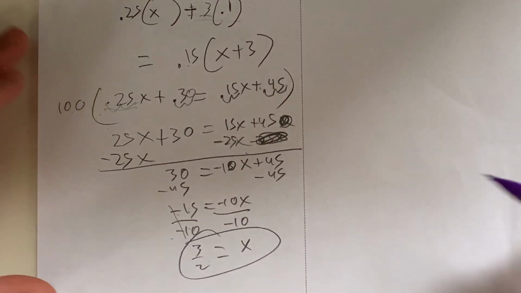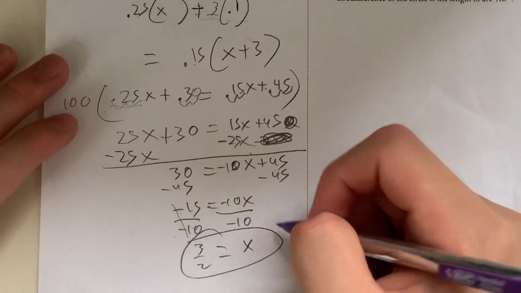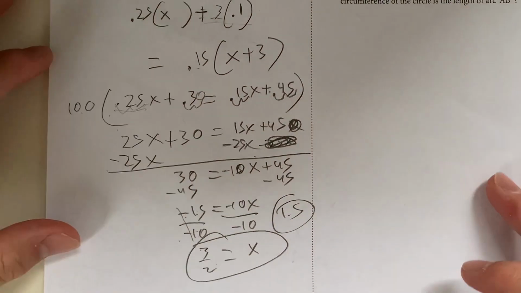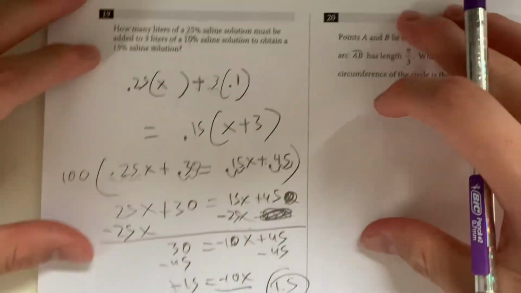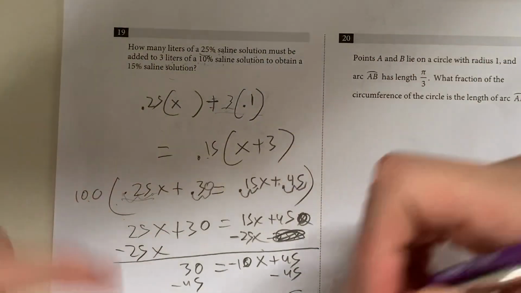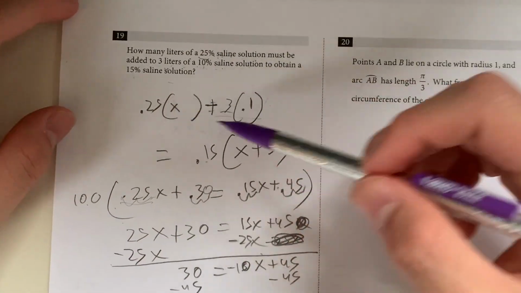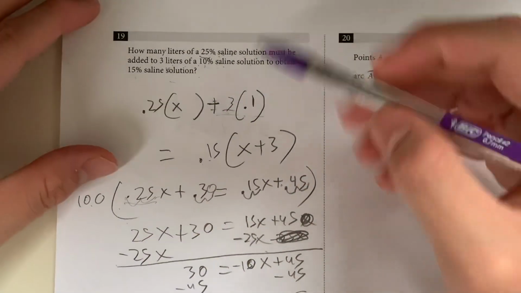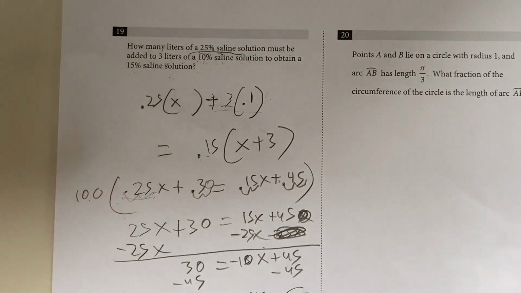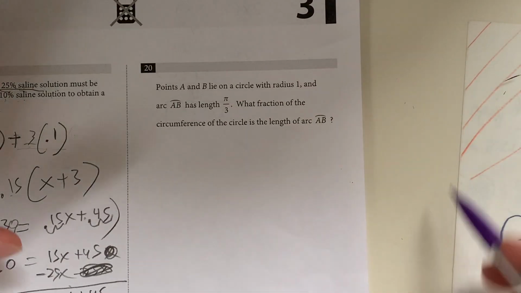So the answer for the value is going to be 3 over 2, or you could write 1.5. Either solution works, and this is how you do it. So basically, the key idea is to set up an equation, which you will probably use to find out the value of x. I just use x for the amount that you will add, because that's the amount of 25% saline solution that you add. Okay, moving on. Question 20.